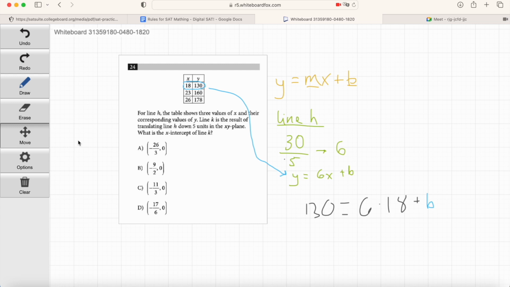Okay. All right. So what's 6 times 18? Just punch that into the old calculator. Again, you've got access to the calculator all the way through this test. It's going to make life a little easier. 108.